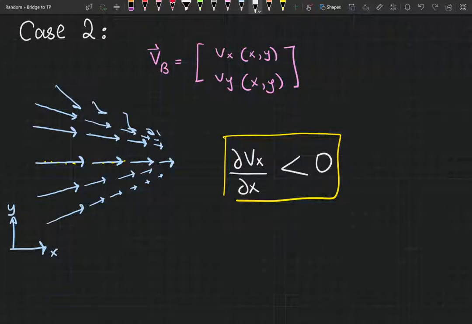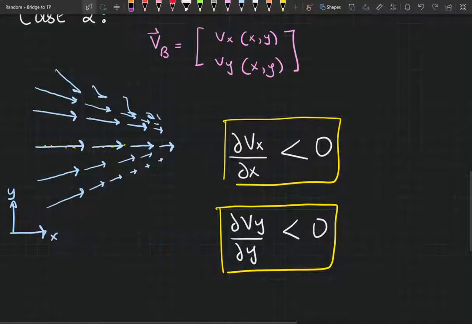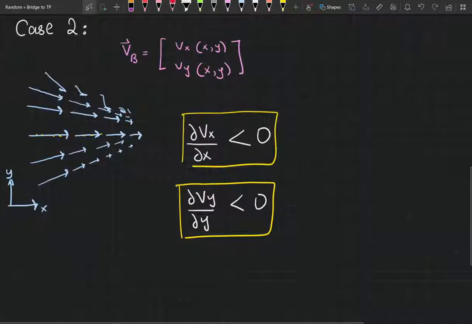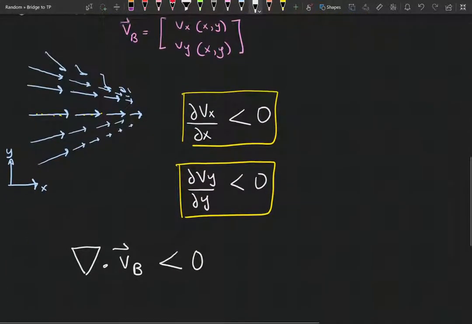Now this means that the change in vertical velocity with respect to y is also less than 0, because the arrows start pointing inwards as you go upwards. And in this case, if I were to write the mathematical expression, del dot VB is negative. Upwards it was positive, here it's negative.